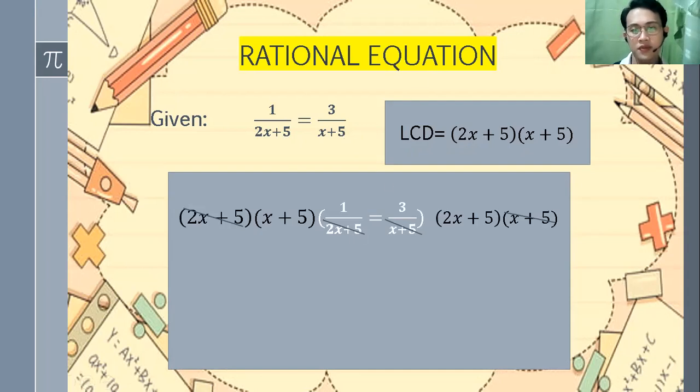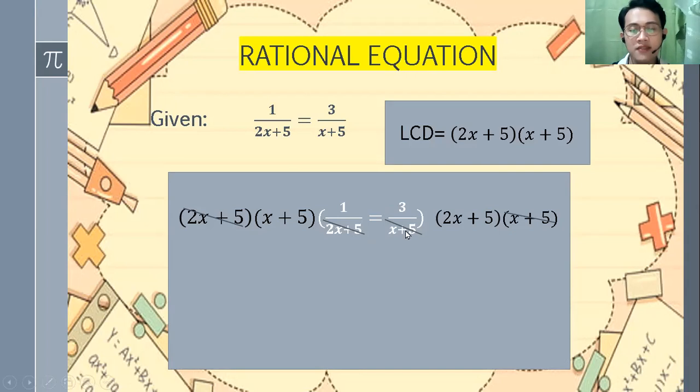So what are you going to do first? Once you find the LCD, you simply multiply your LCD to your given equation. So this is what you can see, the left side and then the right side. For the left side, we cancel out 2x plus 5, because 2x plus 5 times 1 all over 2x plus 5 is equal to 1. So we can just simply cancel out the given expression.